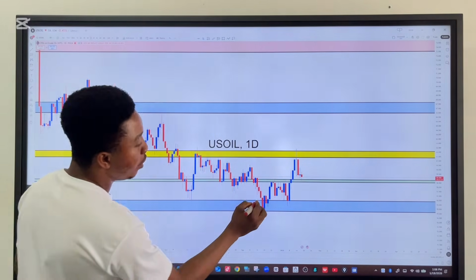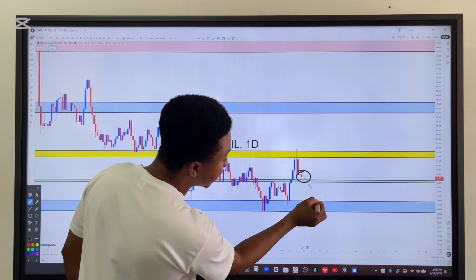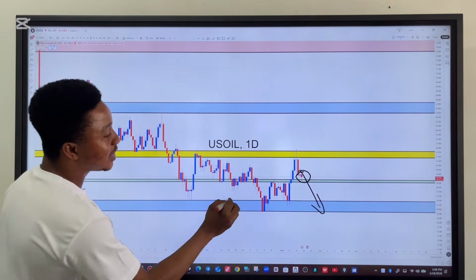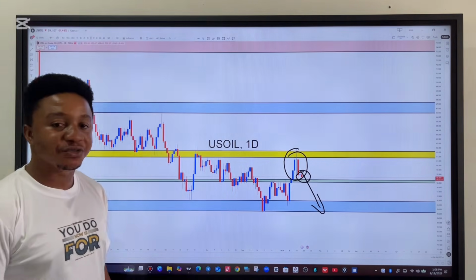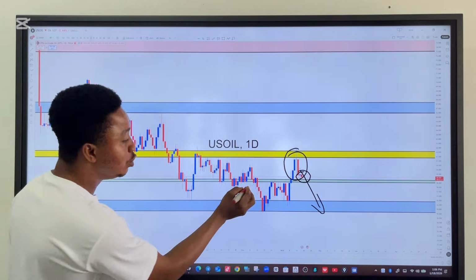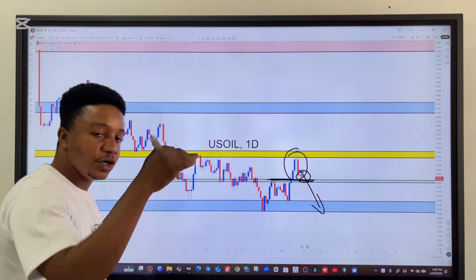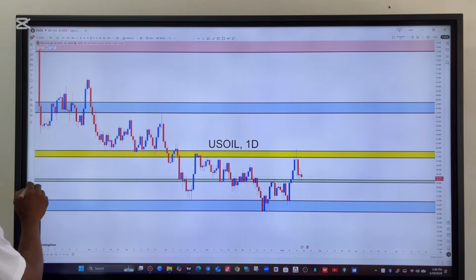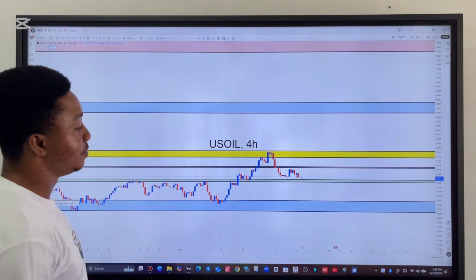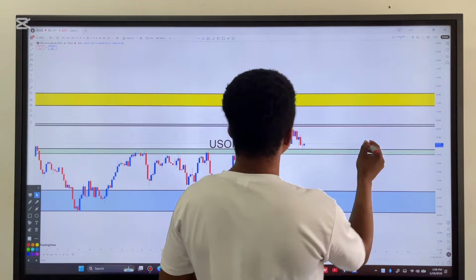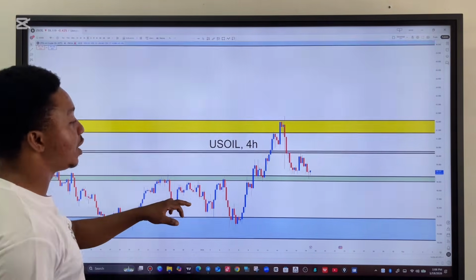So US oil, we are going to prepare for entry here to the downside, because we believe that this is what? An evening star is a reversal candle. It is strong and it will be able to break below this daily support to the downside. Alright, let's take it all the way to the 4-hour time frame. This is the 4-hour time frame of US oil.